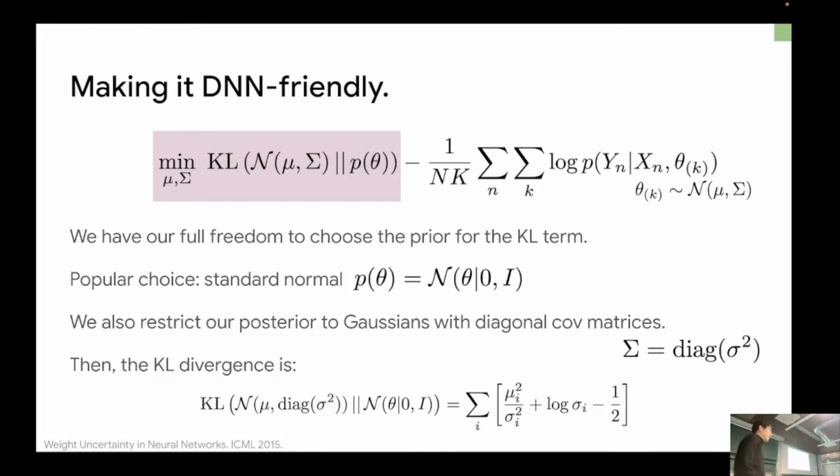And now the question is how to make this DNN friendly. Let's take a look at the first term here. It's telling you that your prediction should not be too much different from some prior. A popular choice for prior in Bayesian machine learning is just the unit Gaussian. 0, 1, sorry, so 0 is the centroid, and 1 makes it an isotropic Gaussian, basically.